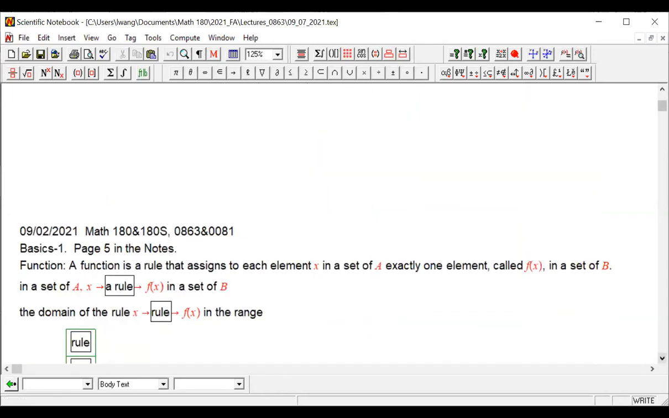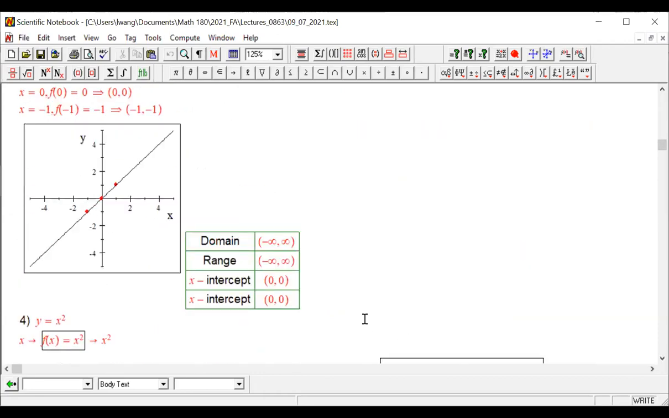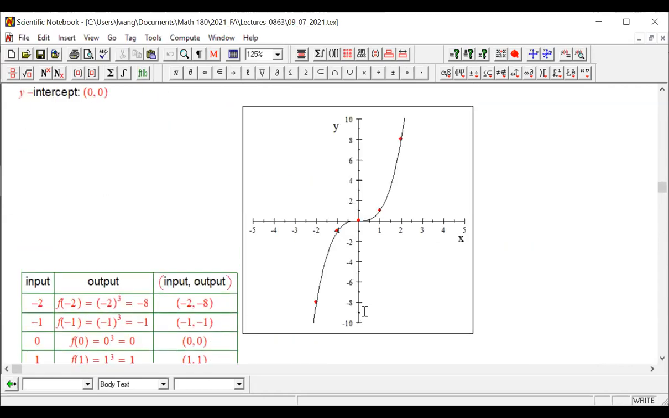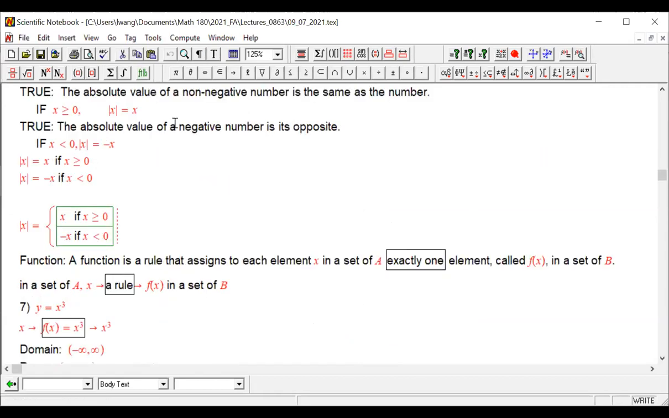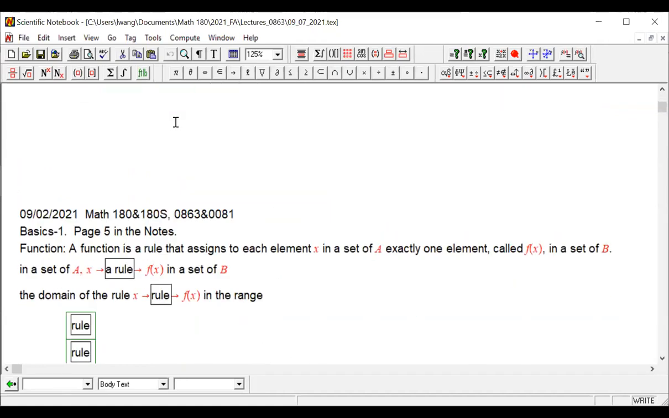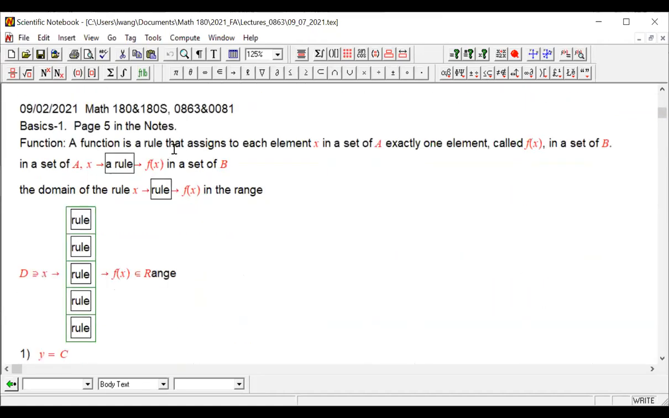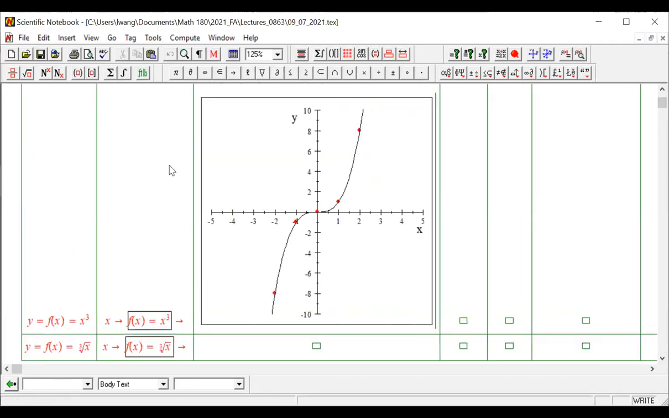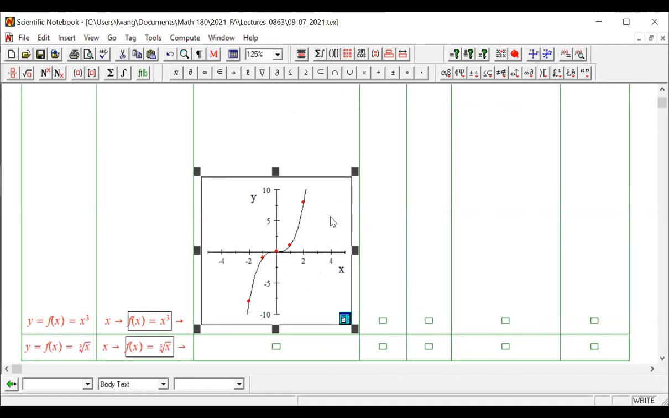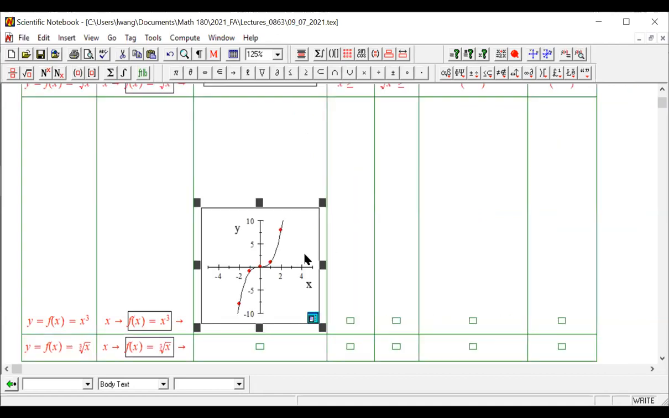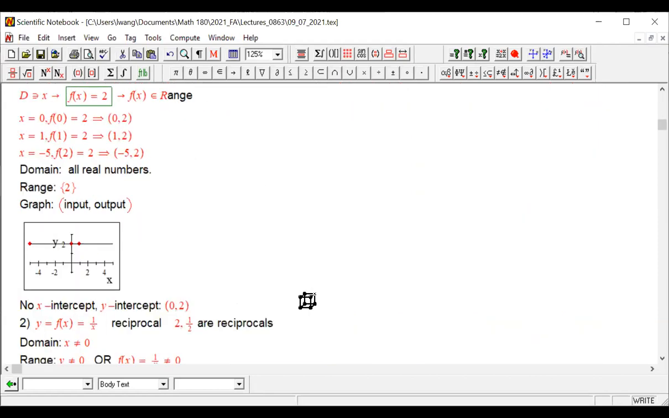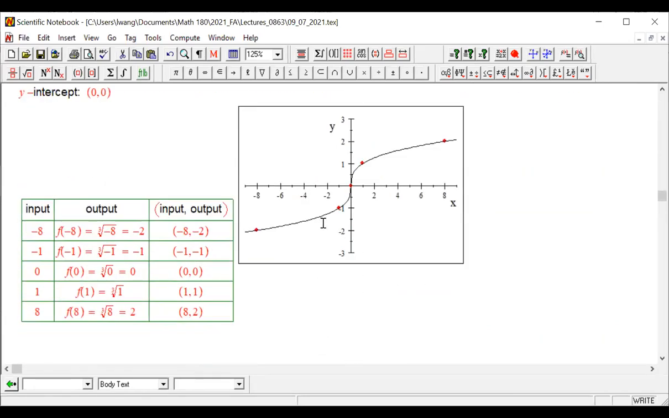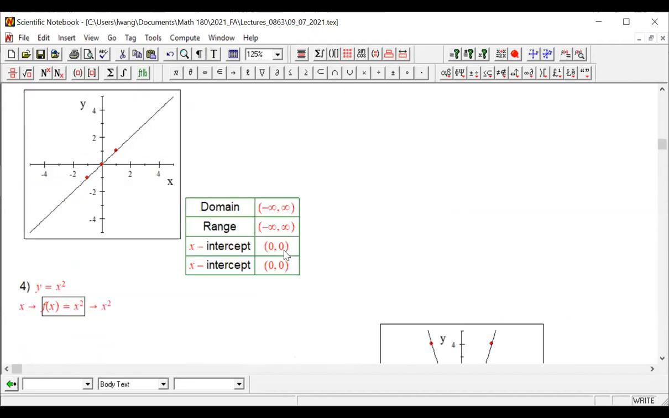Let's look at these graphs. On September the 2nd we did, hold on, I think I'm running too fast. So this is x raised to the power 3. That's the graph. And let's do the cubic root.